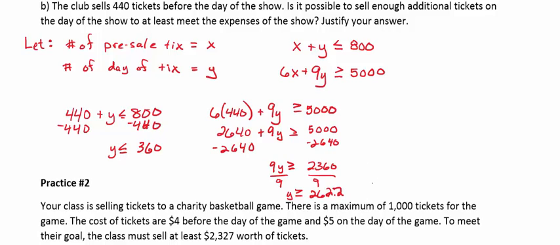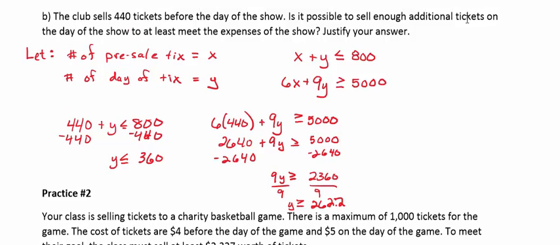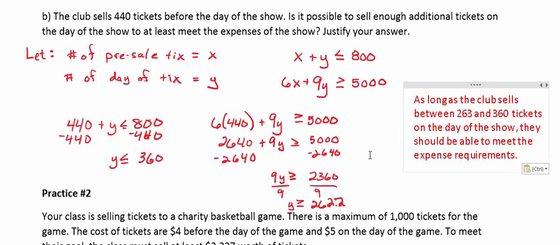Alright, so what that means now is that we can sell a minimum of 263 tickets, right? Because if we were to sell 262 tickets, you can't sell 0.2 tickets. So if you sold 262, we would not reach our 5,000. So we are going to have an answer of 263 as our minimum. And so, as long as the club sells between 263 and 360 tickets on the day of the show, they should be able to meet the expense requirements. All right, please stay tuned for the question to follow.